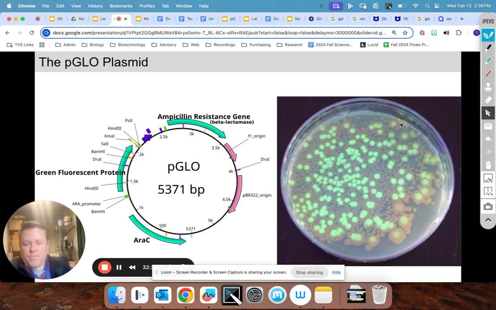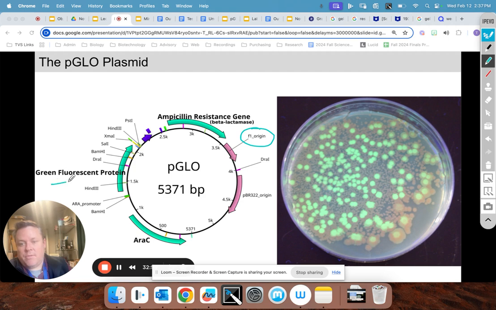Here it is, pGlow. pGlow is a plasmid that has been genetically engineered, and it has a couple different genes or important areas in it. It has an origin of replication so that the bacteria will copy it. When the bacteria replicate their DNA, they will, I guess this is actually the origin. I'm not sure. Probably that one right there. They're going to copy this DNA so every bacteria gets it.